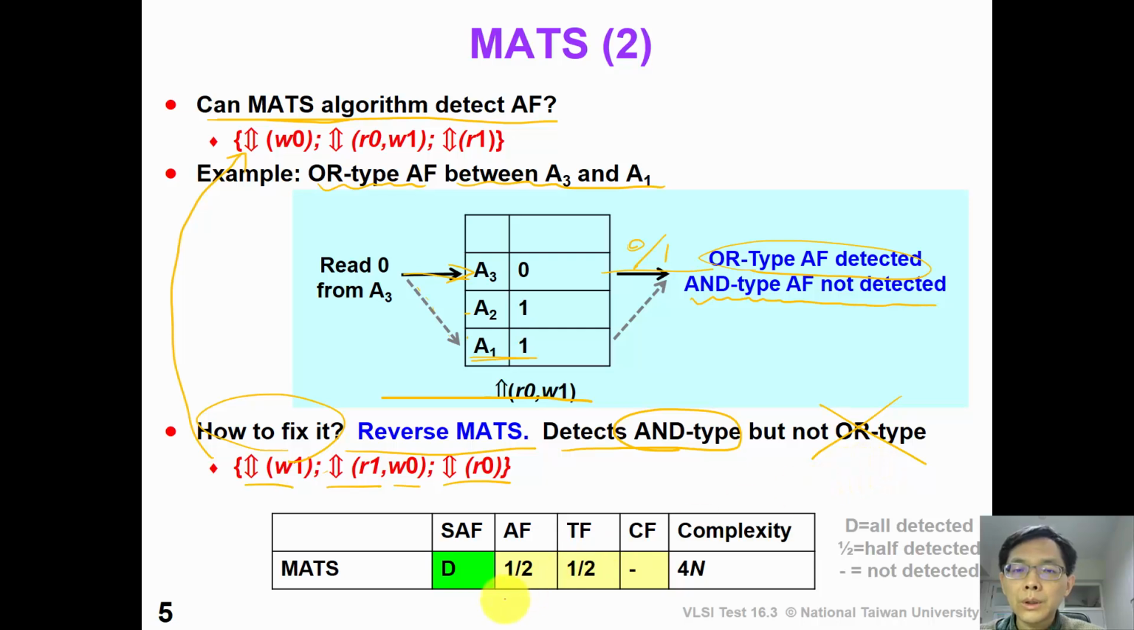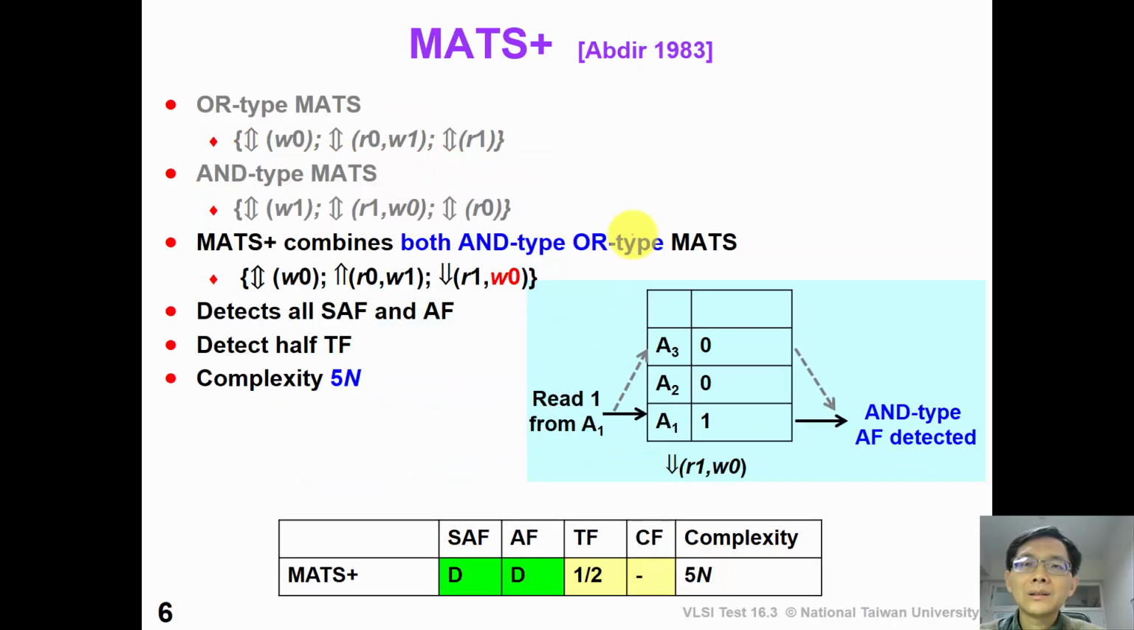So, in summary, the original March algorithm detects all the stuck-at faults, but it only detects half of the address decoder faults, and the complexity is 4n. Now, if we want to detect both address decoder faults, what should we do?